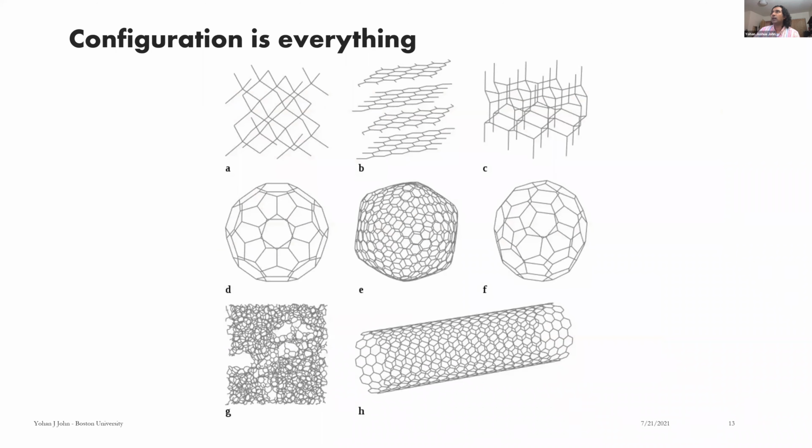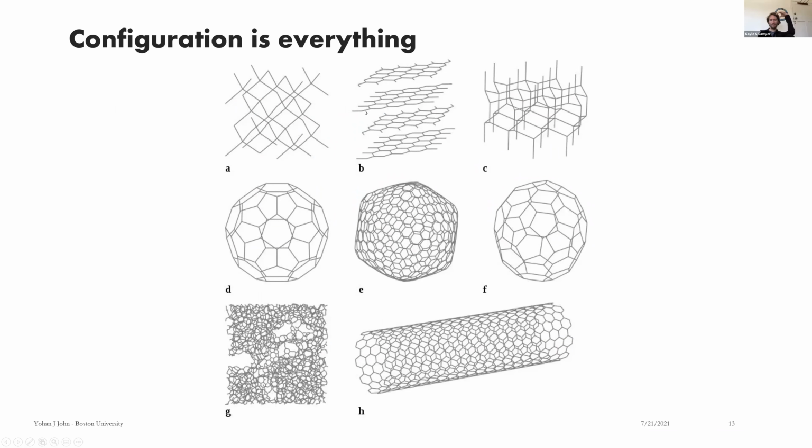So just to step out of the psychology world for a sec, configuration is really important even in physics and chemistry. Does anyone know what these things are? What are these diagrams of? I will wait if no one knows. Carbon formations? Yeah, these are several diamonds, graphite. Can you list them all? Well, C is a little hard, but I think the others you can name.